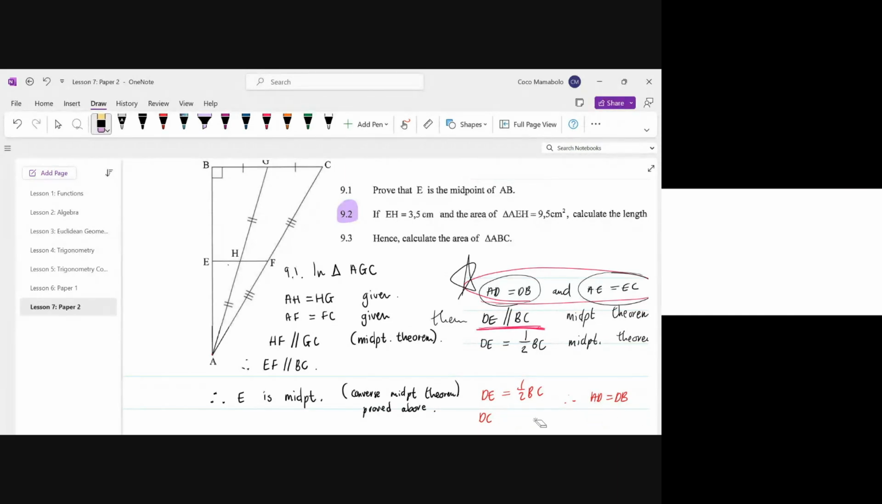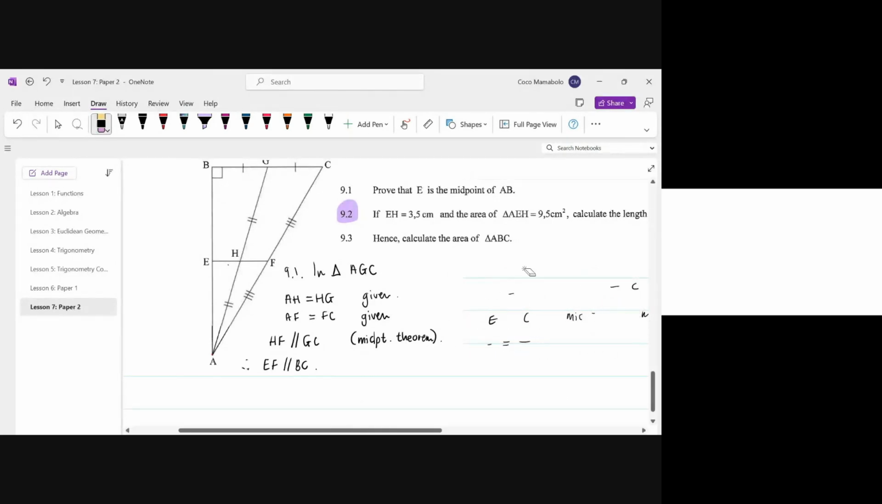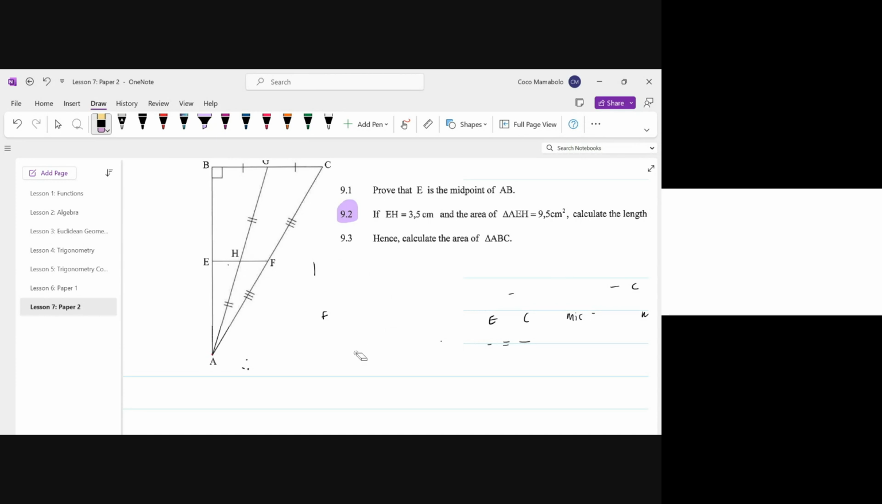All right, let's have a look at 9.2 quickly. So it says here, and 9.2 really doesn't have anything to do with the midpoint theorem. So I'm going to erase it. It doesn't have anything at all to do with the midpoint theorem, but I want us to have a look at the question either way. Okay, so it says here, if EH is 3.5 centimeters, they're speaking about this tiny piece from there to there. EH is 3.5 centimeters.